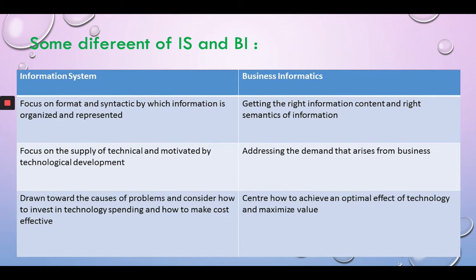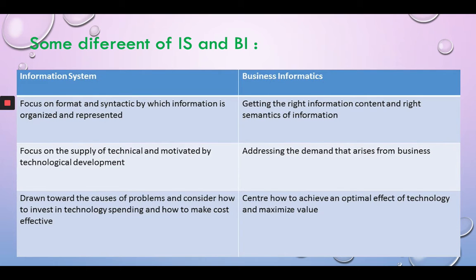So from the definition of business informatics, we see some similarity to information systems. So there is some difference between IS and business informatics. Information systems focus on the format and semantics by which information is organized and represented. Otherwise, business informatics is about getting the right information, which is the semantics of information.